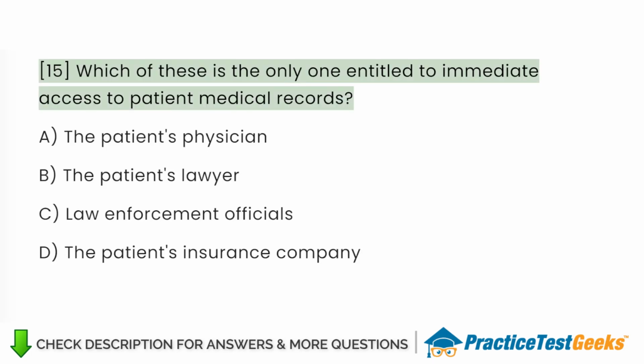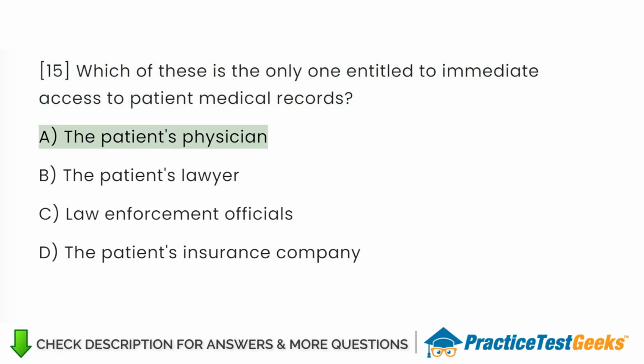Which of these is the only one entitled to immediate access to patient medical records? A. The patient's physician. B. The patient's lawyer. C. Law enforcement officials. D. The patient's insurance company.